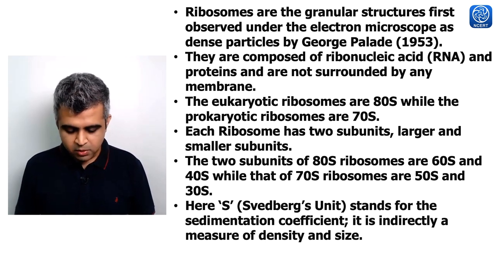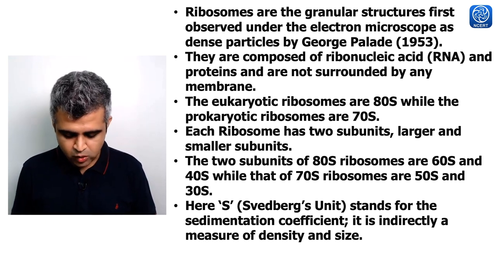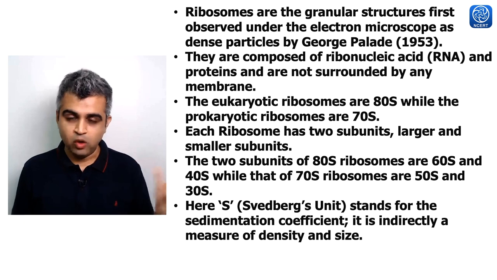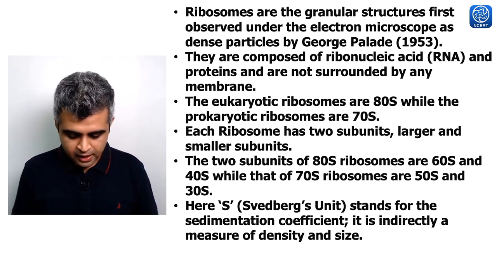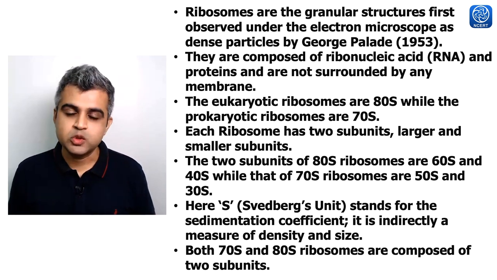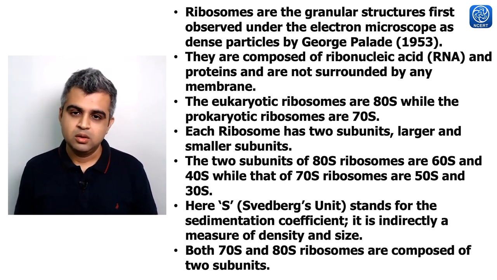Your S, Swedberg's unit, stands for sedimentation coefficient. It is indirectly a measure of density and size, which we have already discussed in detail before. And lastly, both 70S and 80S ribosomes are composed of two subunits, as we saw 2 minutes back.